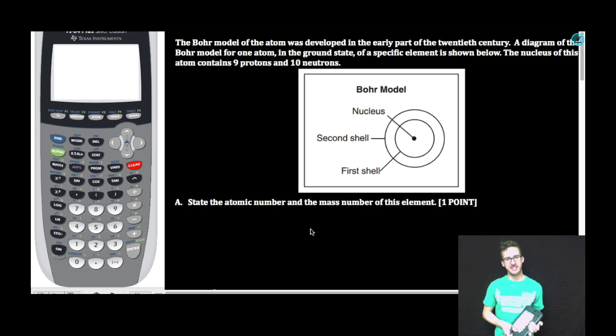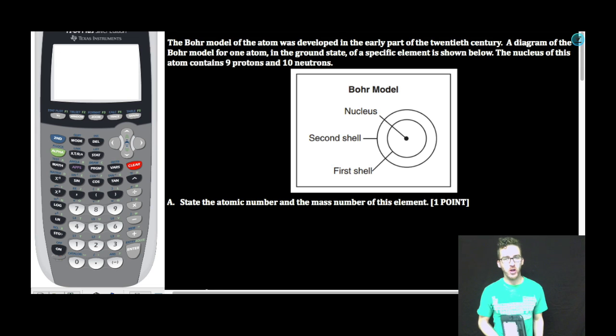Free response time. Yes. The Bohr model of the atom was developed in the early part of the 20th century. A diagram of the Bohr model for one atom in the ground state of a specific element is shown below. The nucleus of this atom contains 9 protons and 10 neutrons. Part A. State the atomic number and the mass number of this element.